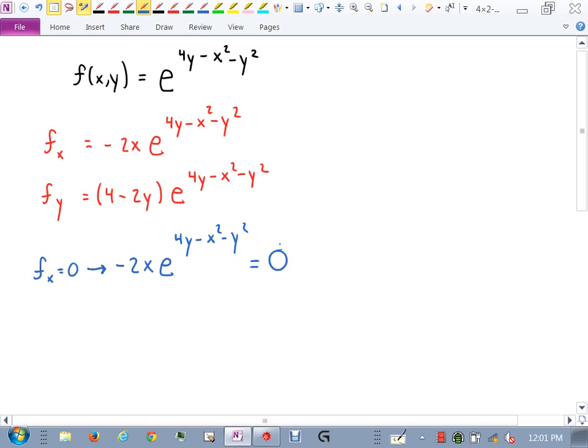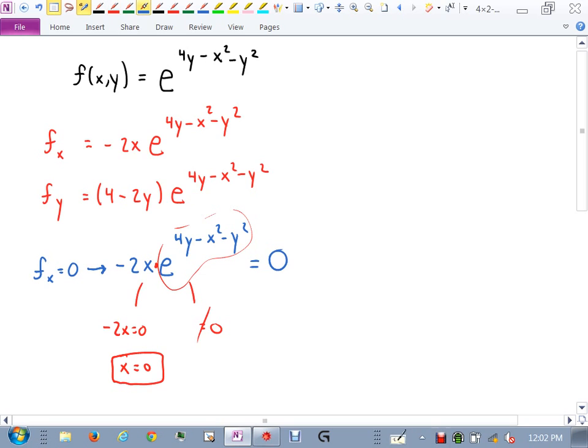E to anything cannot be 0. That's the point I want to make sure everyone's clear on. E to anything can never achieve the value 0. So what I'm actually doing is saying, look, I have the factor rule. I'm setting each of those equal to 0. Negative 2x equal to 0, and all this junk right here equal to 0. That can't happen. The only way this one happens is if x is 0. Well, that's nice. I'm happy with that.